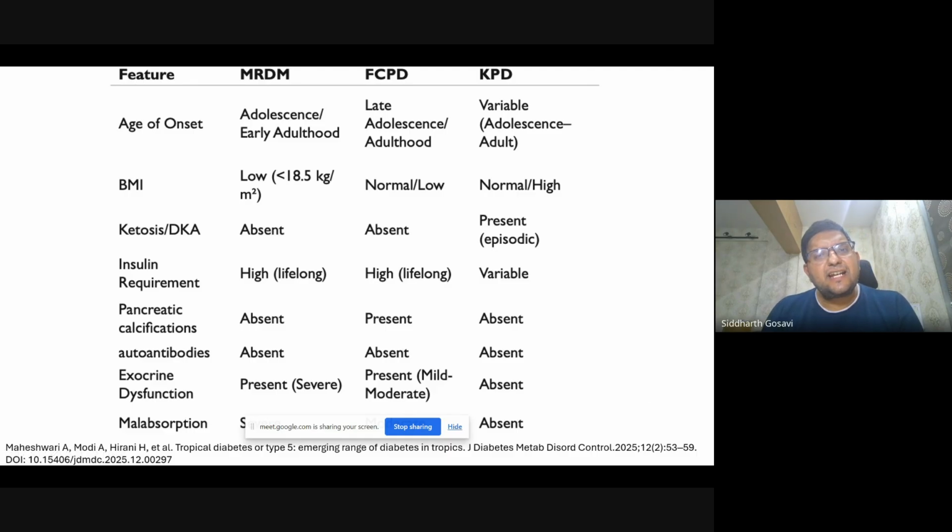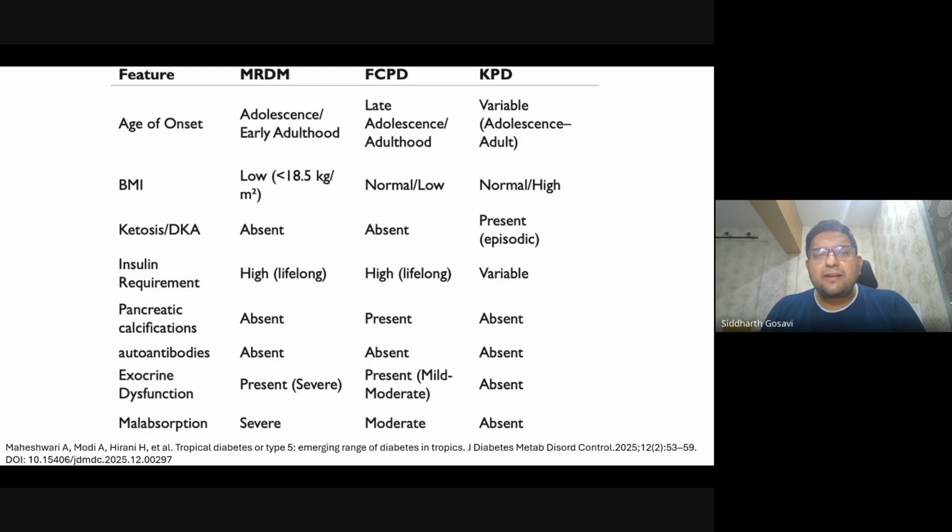FCPD occurs in late adolescence and adulthood, and BMI is normal or low. Ketosis is absent. Insulin requirement is high and lifelong. Pancreatic calcifications are present, very important. Autoantibodies are absent. Exocrine dysfunction is present, mild to moderate. Malabsorption syndrome is moderate. In ketosis-prone diabetes, patients present in the adolescent to adult group.